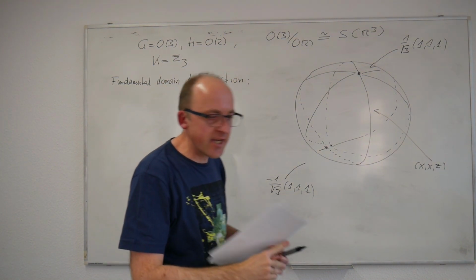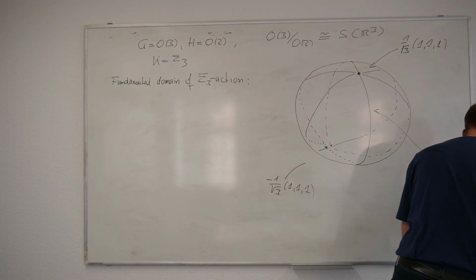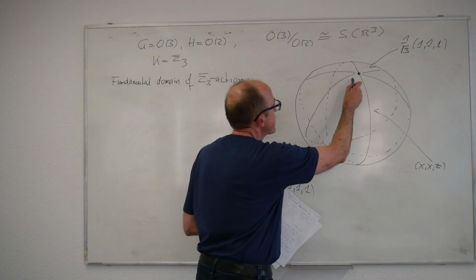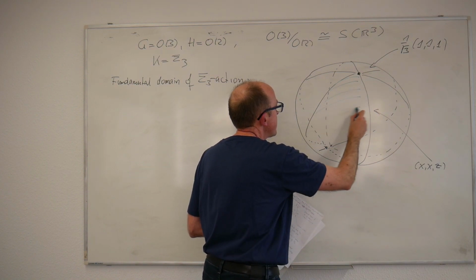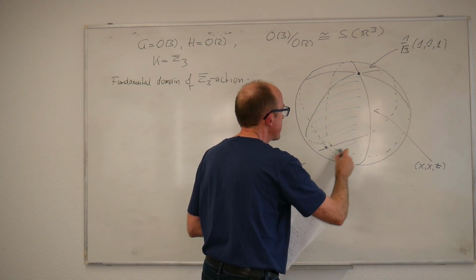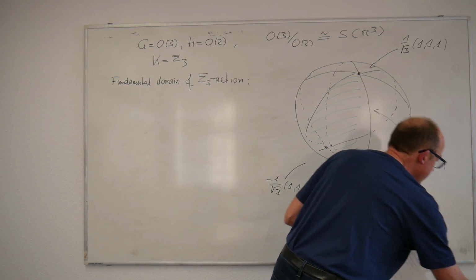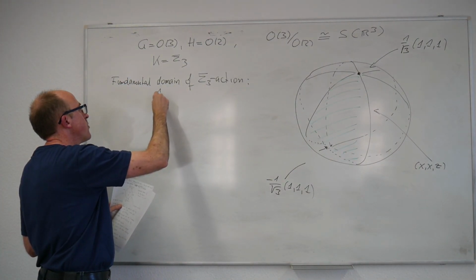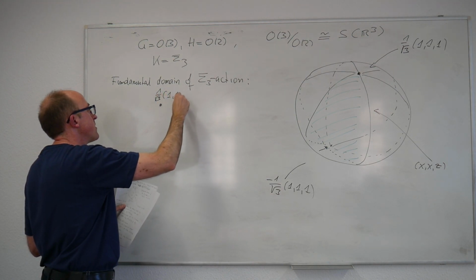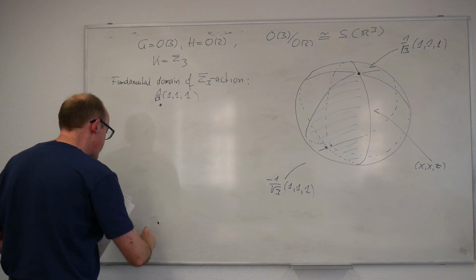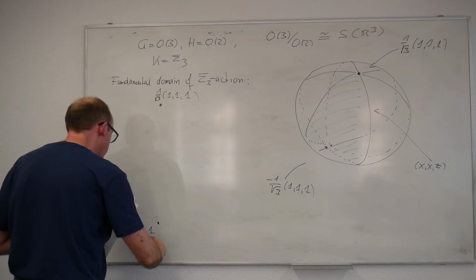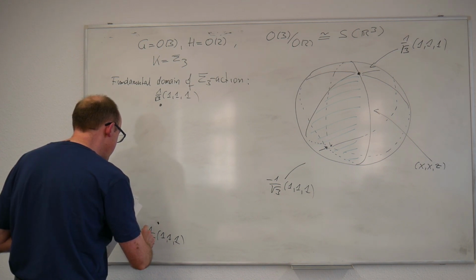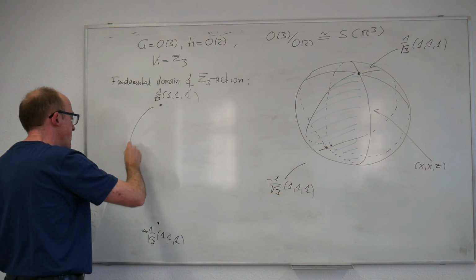Namely, you can take 1/6 of this picture. You know, most of the points the action is free, and sigma 3 has 6 elements, so let's take one of these 6 segments here, down here, and draw it a little bit differently. So it looks like this. Here we have the fixed points, 1 over square root 3, 1, 1, 1. Down here we have the other fixed point, minus 1 over square root 3, 1, 1, 1. So it's a minus here. And then here.